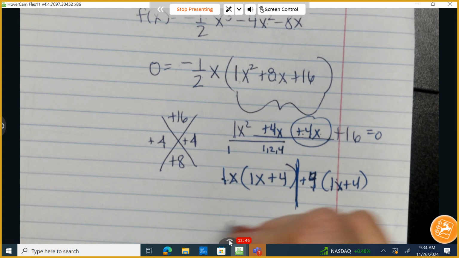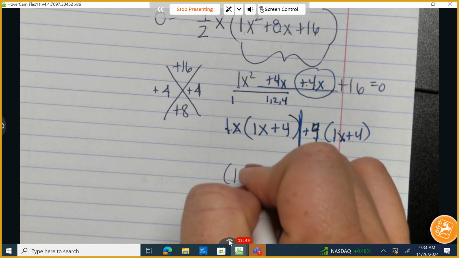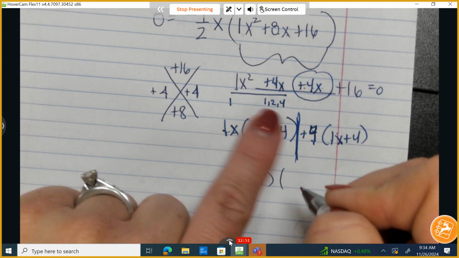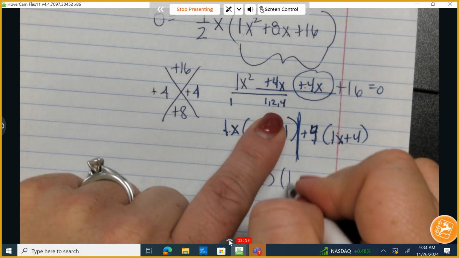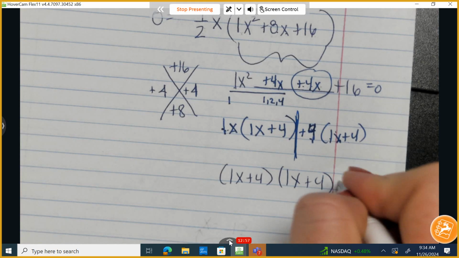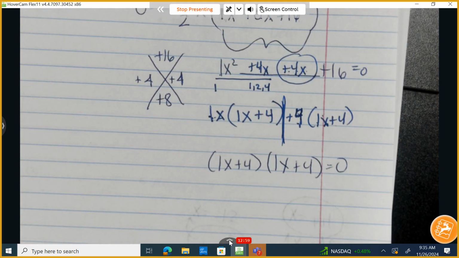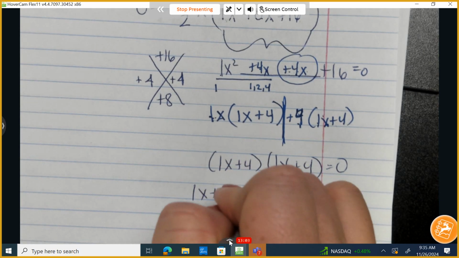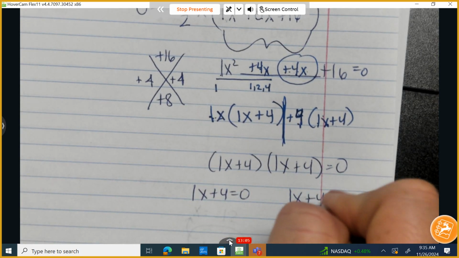They both contain this, so I'm going to write down this one time, 1x plus 4. Now, what's in front of the first parenthesis? 1x. What's in front of the second parenthesis? Positive 4. Does everybody see how it's the same thing twice? So if I solve it one time, there's no need for me to solve it again because I already know what the answer will be.